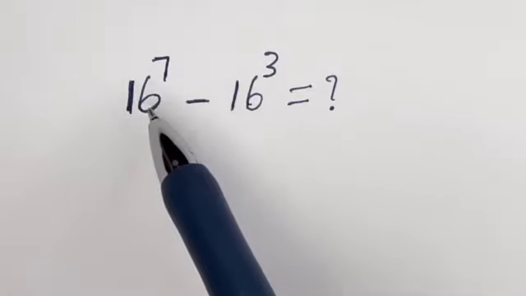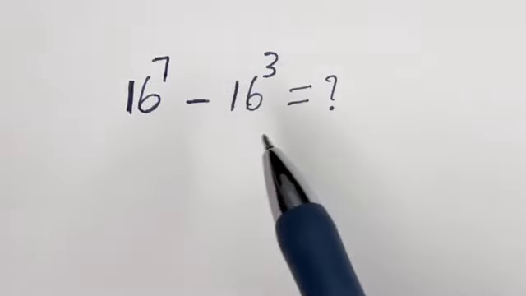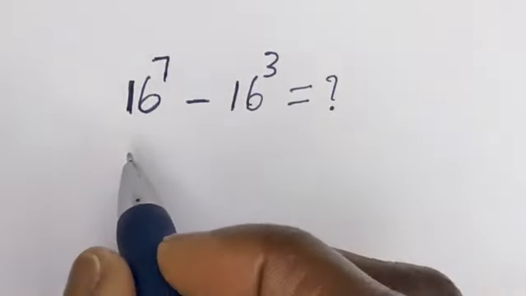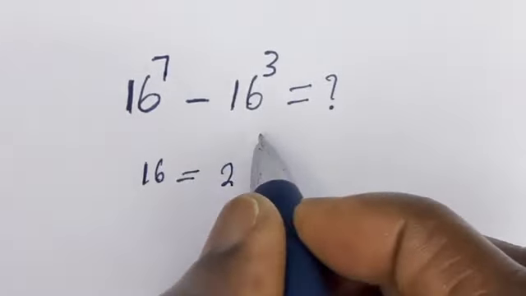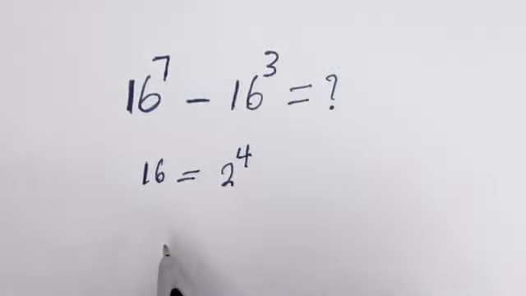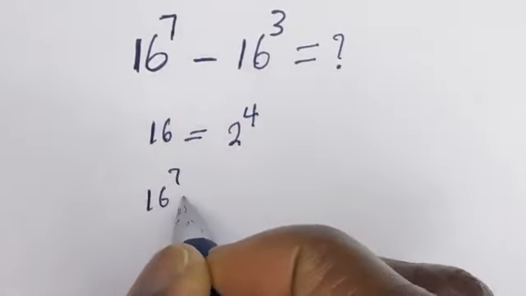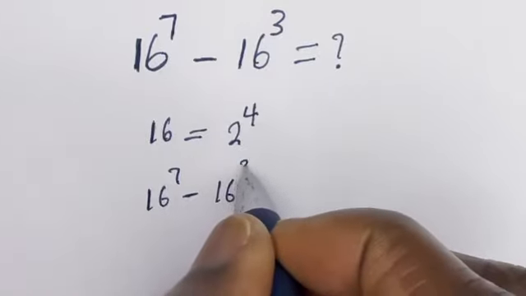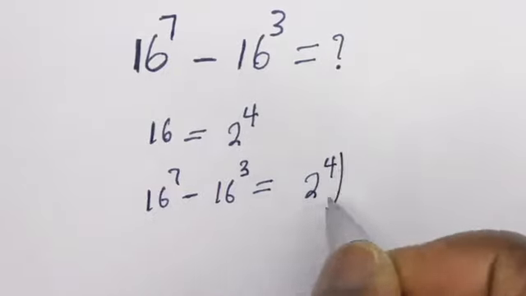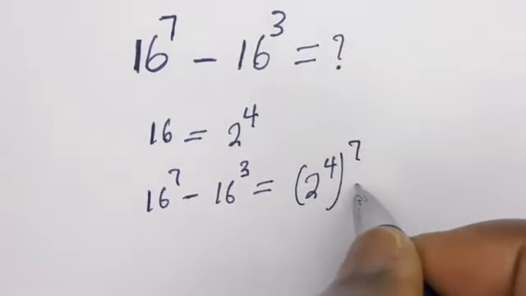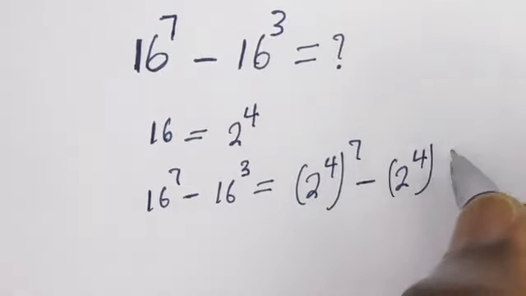Hello, how to quickly simplify this nice math problem, 16 to the power of 7 minus 16 to the power of 3. Then take note of this, that 16 is equal to 2 to the power of 4. Therefore, 16 to the power of 7 minus 16 to the power of 3 is equal to 2 to the power of 4 to the power of 7 minus 2 to the power of 4 to the power of 3.